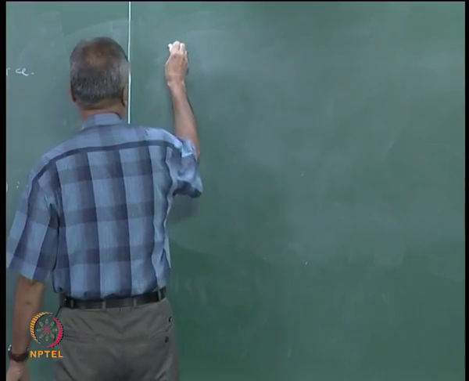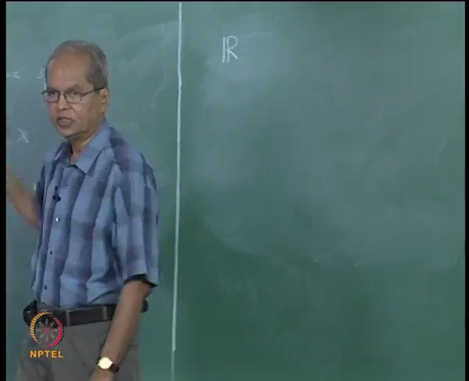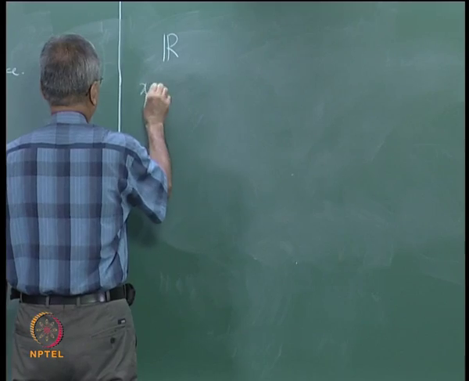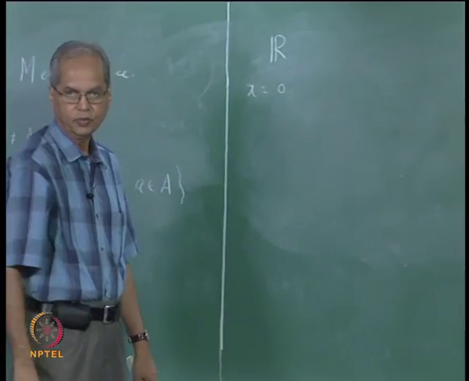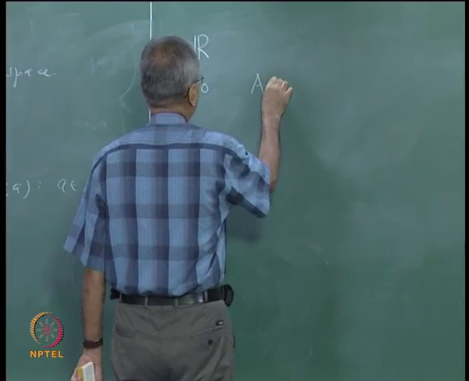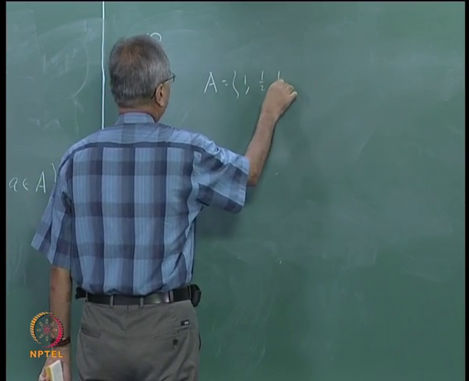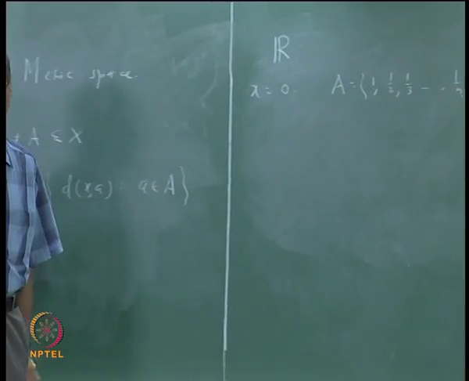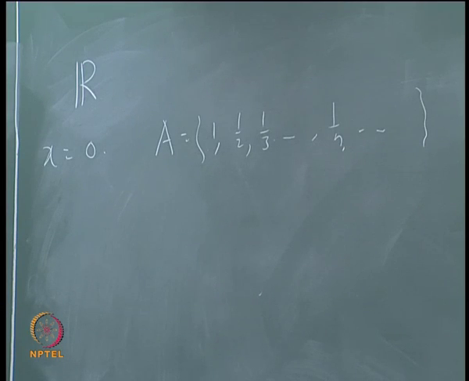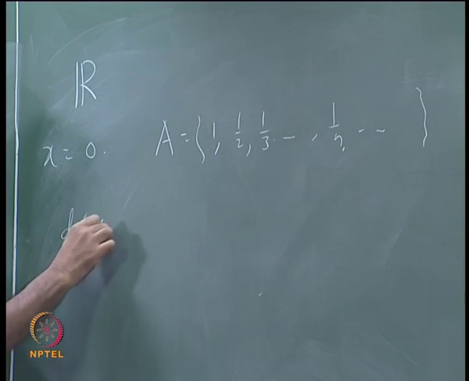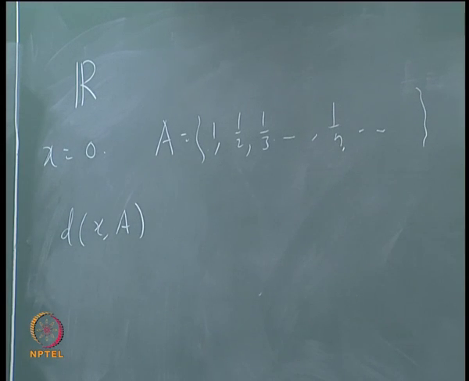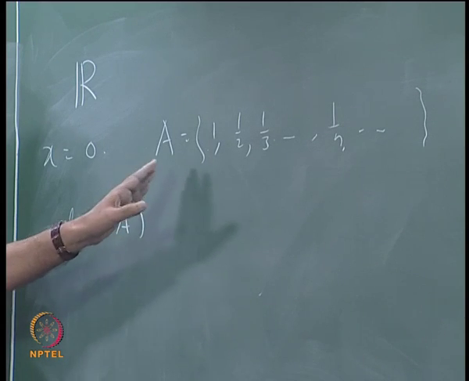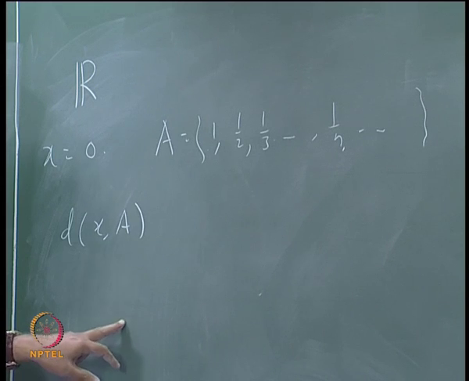Let us take R with the usual metric. Suppose I take x as 0, and A as 1, 1 by 2, 1 by 3, etc., 1 by n, and so on. So what is the distance between x and A? It is the infimum of |0 - 1|, |0 - 1/2|, etc., so it is the infimum of 1, 1 by 2, etc., and what is that infimum? That is 0.